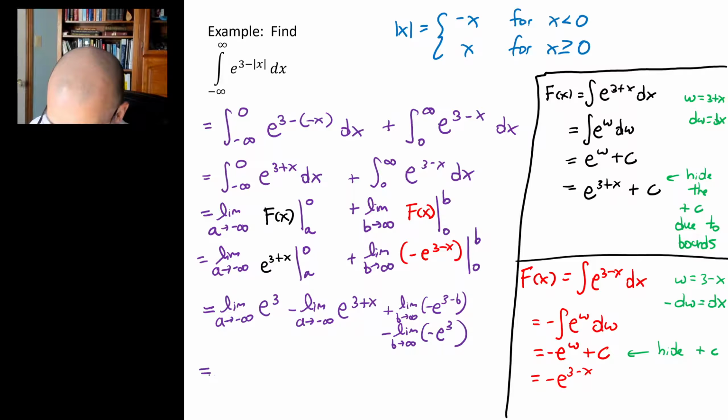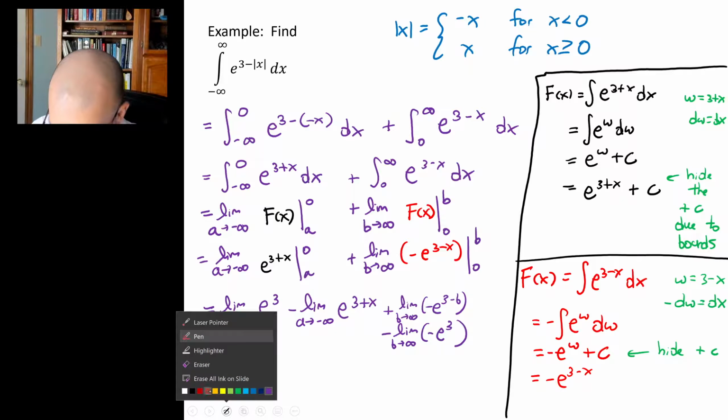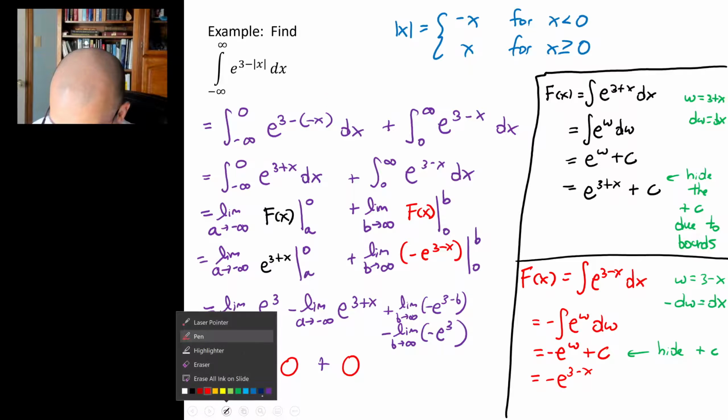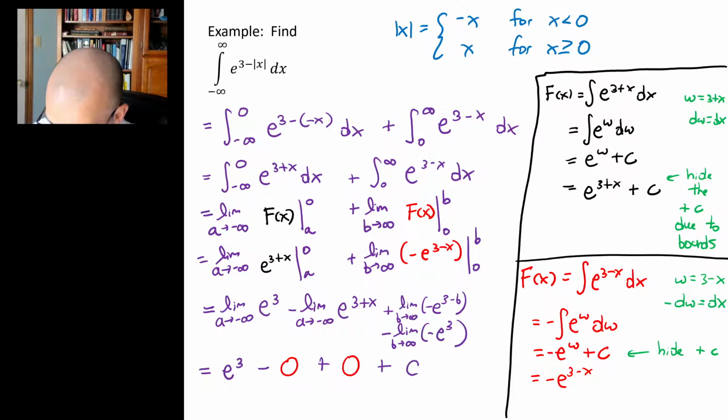And we can clean this up. Limit of a constant is just a constant, so we get e to the 3 there. Second part, we get 0. Third part, we get 0. And the last part, we get e to the 3. And we can conclude by saying that the answer converges to 2e to the 3.